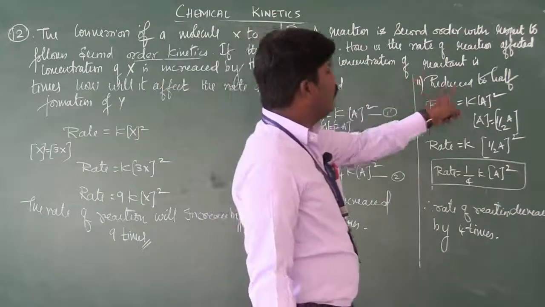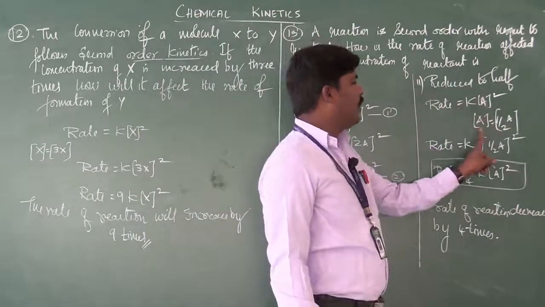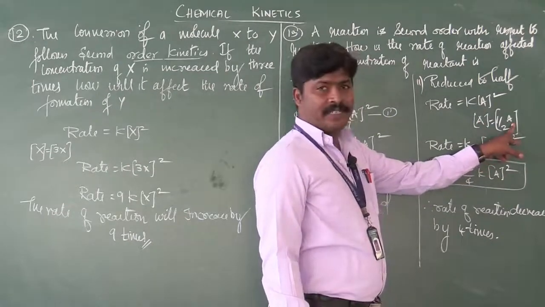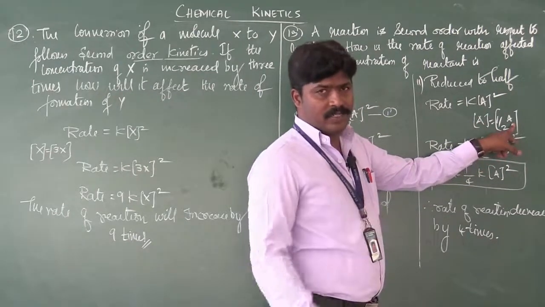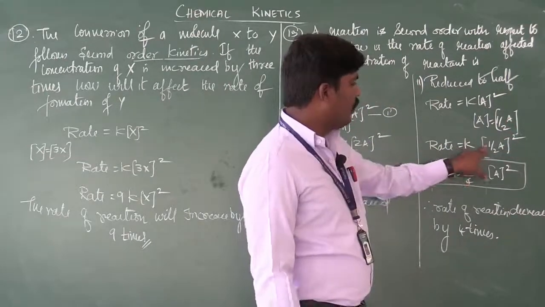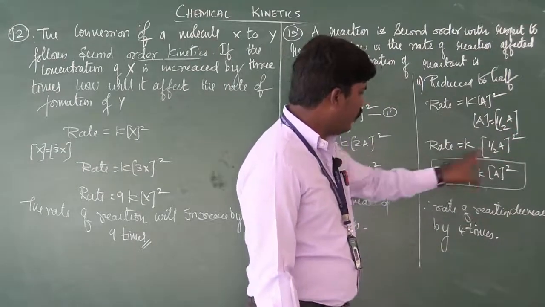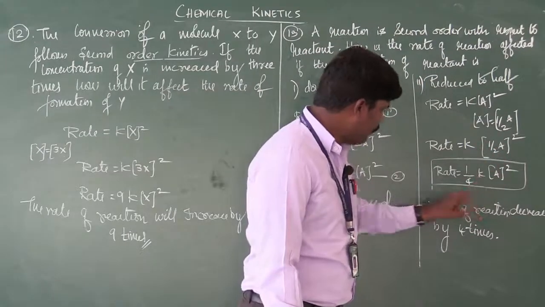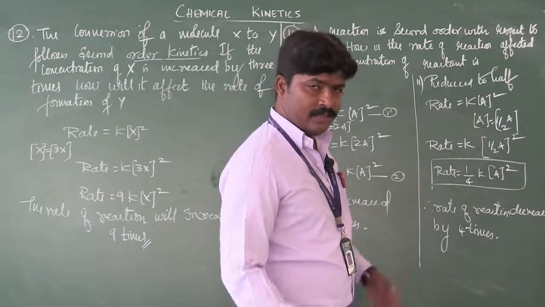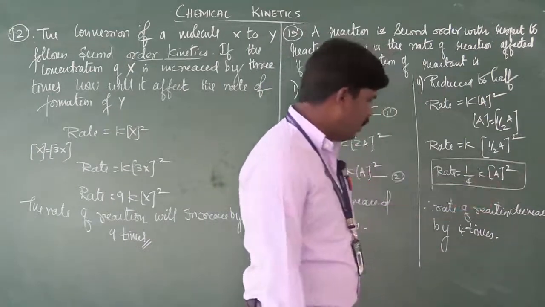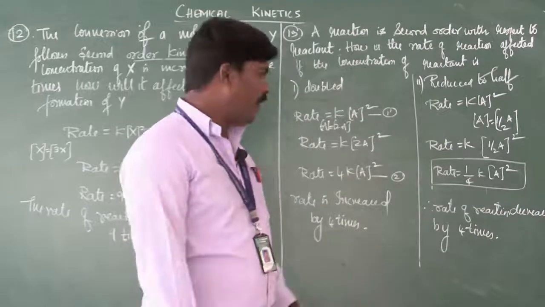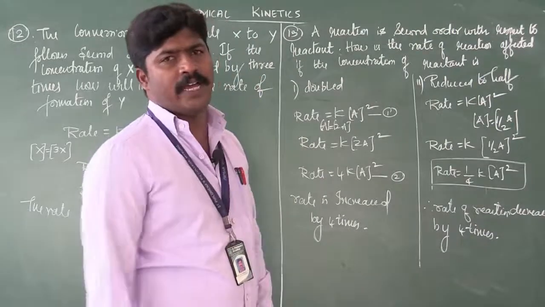If the reactant is reduced to half, rate is equal to K[A]². Here [A] is 1/2, half of the initial concentration of the reactant A. Then rate is equal to K(1/2 A)², and (1/2)² is 1/4, so rate is equal to 1/4 K[A]². Now we know that the rate of the reaction decreases to 1/4, that is, 4 times.